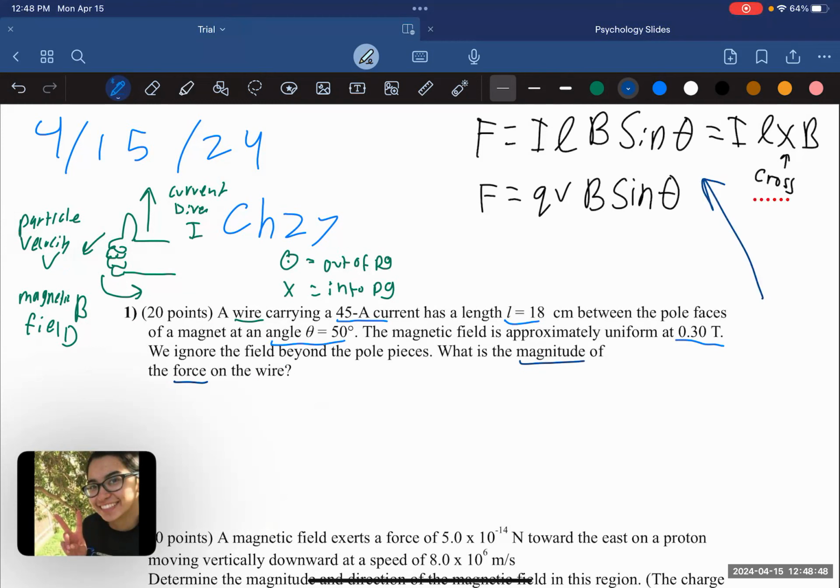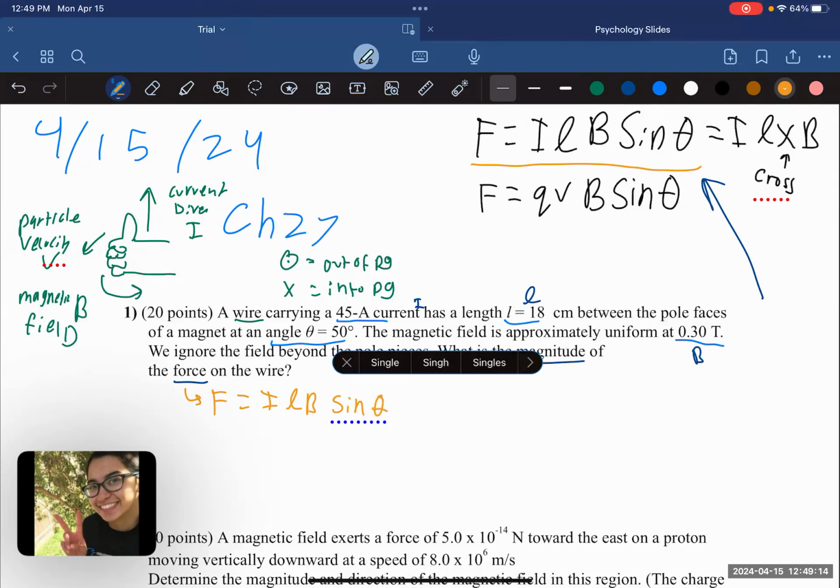We have I there, which is current. We have our L here. And we have our B here, along with our theta. So we're definitely going to be using this equation here. Force is equal to I L B sine theta. And then I think this is just plugging it all in. So 45 angstrom, I would probably change this into meters just to be safe.